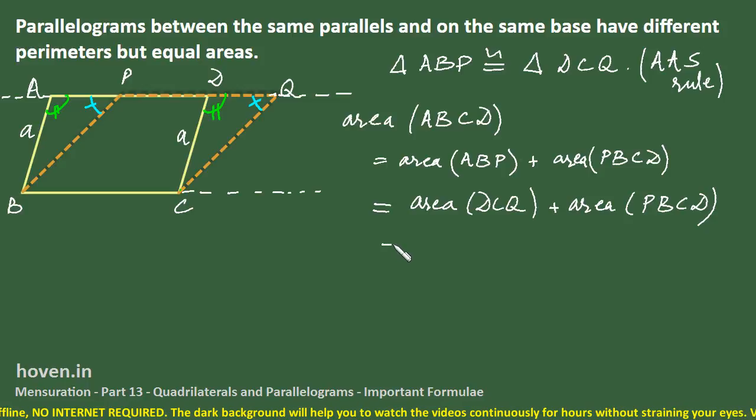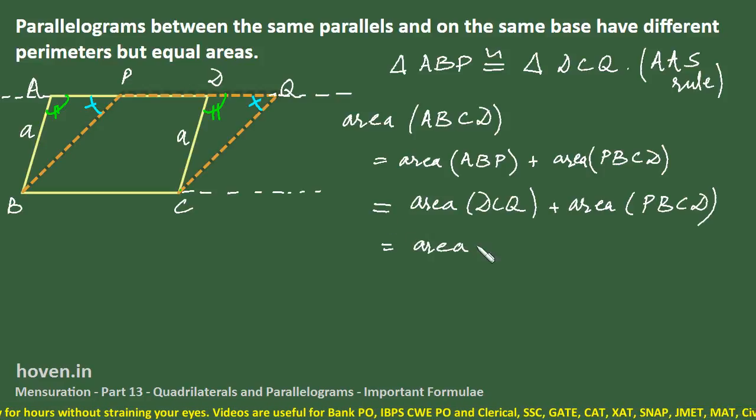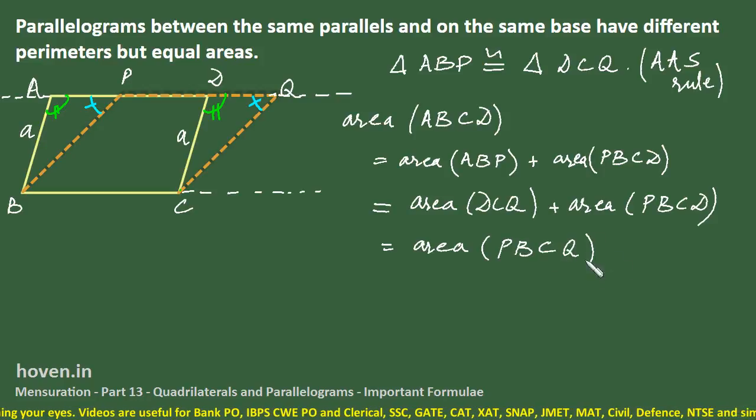PBCD, which is equal to, now this trapezium like figure has been retained as PBCD. To this, if you add DCQ, then we get the area of the dotted parallelogram. So we can write which is equal to area PBCQ, which proves the assertion. So both the parallelograms have been proven to have the same area.